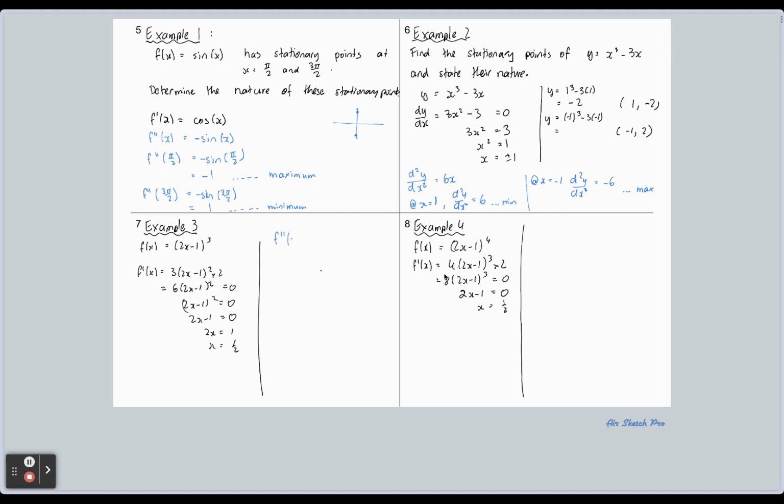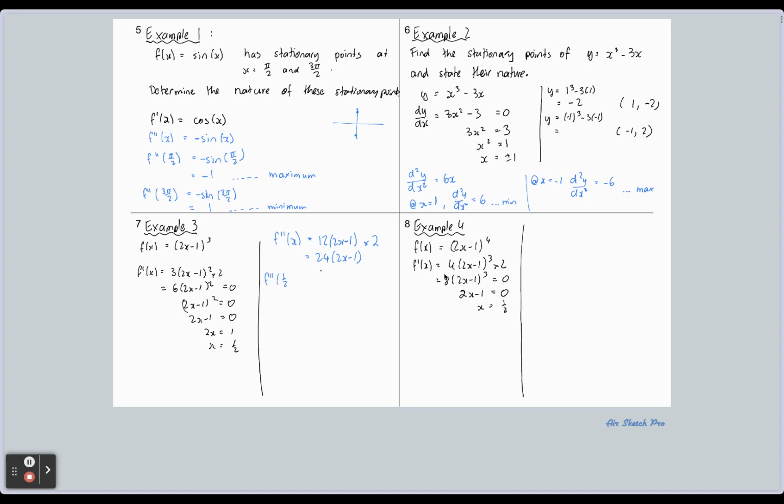So f double dash of x is equal to, so I'm using this line here. That's the most simplified version of f dash of x, 6 times (2x minus 1) squared. So the second derivative is going to be, bring the 2 down, so that's going to be 12 outside of (2x minus 1). 2 minus 1 is 1, so that's the power. And then the derivative of the inside is 2. So I've got 24 outside of (2x minus 1) as my second derivative. Okay, that's all nice and easy.